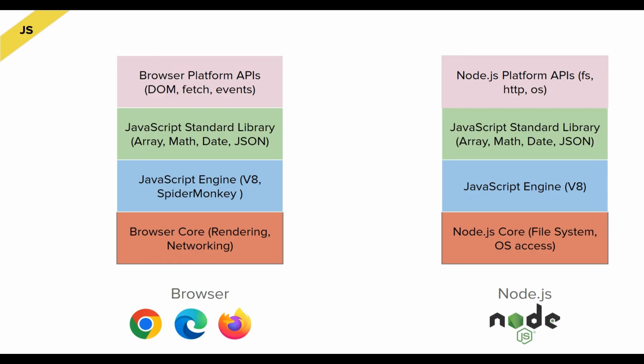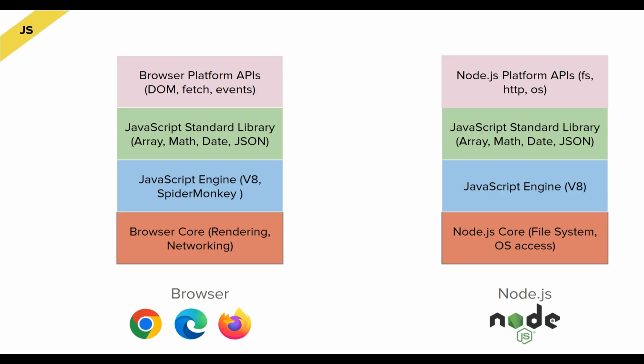At the very bottom, we have the JavaScript engine. This is the program that actually understands the JavaScript and runs it. Google Chrome and Edge browser uses V8 as the JavaScript engine, whereas Firefox uses Spider Monkey. Node.js also uses V8 as the JavaScript engine.